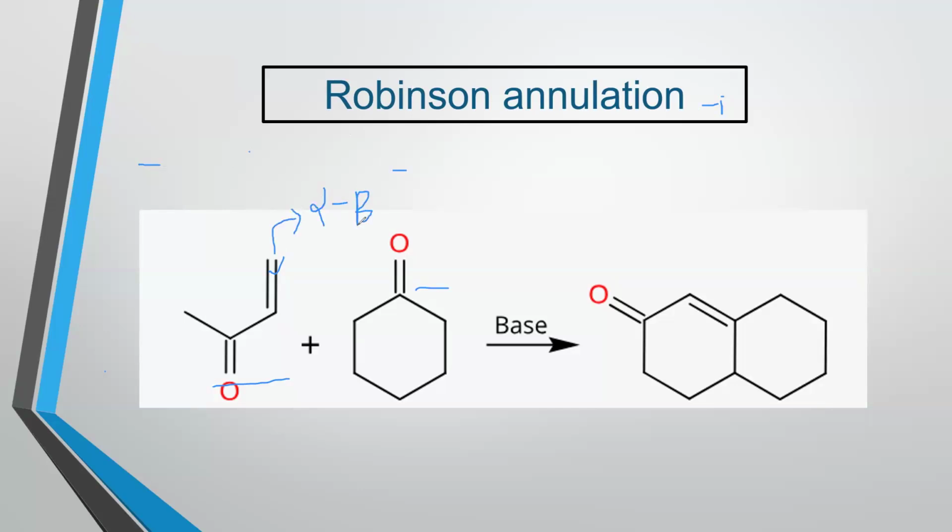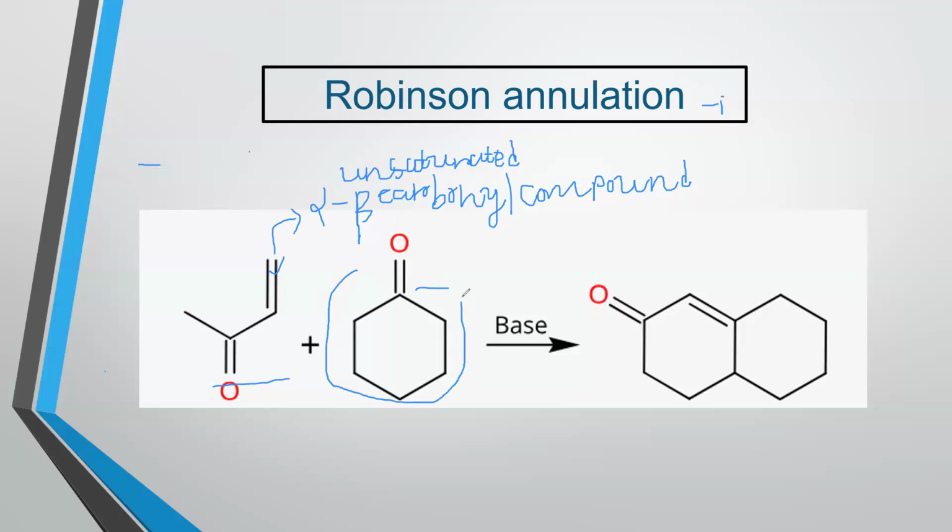There is an alpha beta unsaturated carbonyl compound. When this alpha beta unsaturated carbonyl compound reacts with a saturated one, I am again repeating, saturated, and in most cases it will be cyclohexanone. Take this compound as the main moiety. So it will react with the cyclohexanone, as a saturated carbonyl compound, with the alpha beta unsaturated carbonyl compound in presence of base.